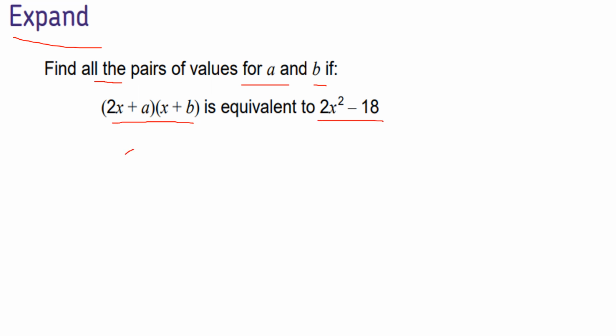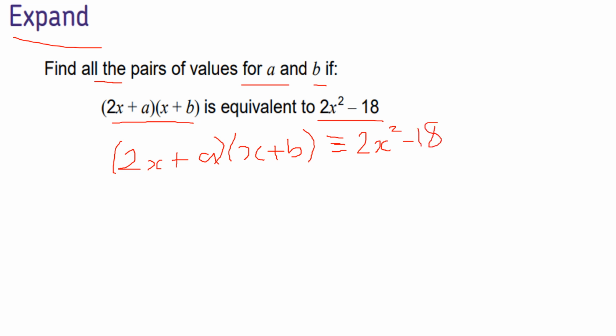So let's write it out here mathematically. So 2x plus a, multiplied by x plus b, is equivalent to, so I can write it as the three lines, close brackets, and then three lines to denote equivalency to 2x squared minus 18. So if I expand the left hand side and then simplify it and then compare coefficients for the x squared terms, the x terms, and then the constant terms.